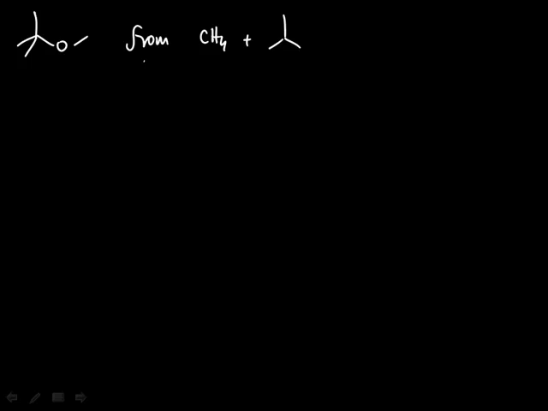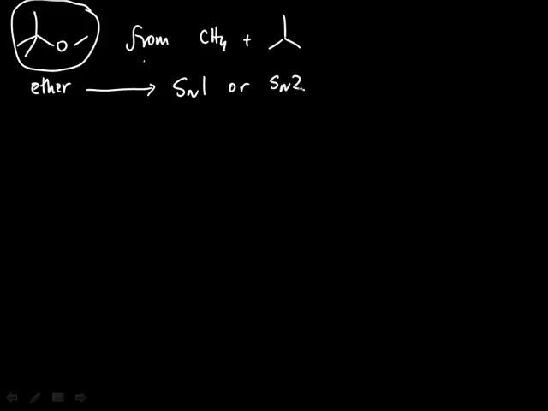To approach this problem, the first thing that we need to see is what class of compounds this molecule belongs to, and this is an ether. And then we need to ask ourselves, do we know any reactions that make ethers? And indeed, the answer to that would be yes. We do know SN1 reactions or SN2 reactions. Both of them can make ether by substituting something that's a good leaving group with an alkoxy group.